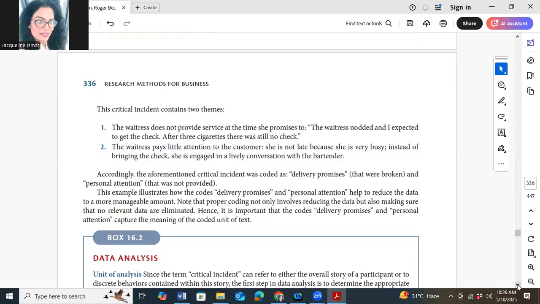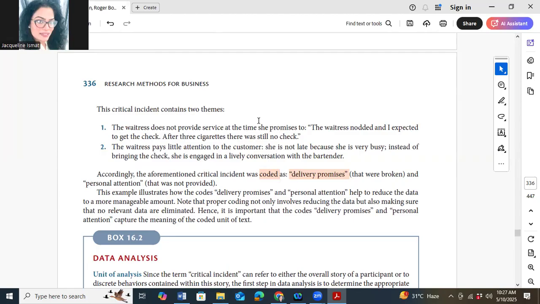So accordingly, the aforementioned critical incident was coded as delivery promises that were broken. हमने एक कोड बनाया. कोड क्या होता है? आप एक टाइटल देते हैं, आप एक टॉपिक देते हैं, उसको हम कोड कहते हैं. तो कोड कहाँ से आ रहा है? कोड आ रहा है मसले से. ठीक है. पहला जो हम जुमला पढ़े इसको हमें कोड बना सकते हैं, उसको हमें थीम दे सकते हैं. किस चीज के बारे में है ये? ठीक है. डिले इन द प्रॉमिस.